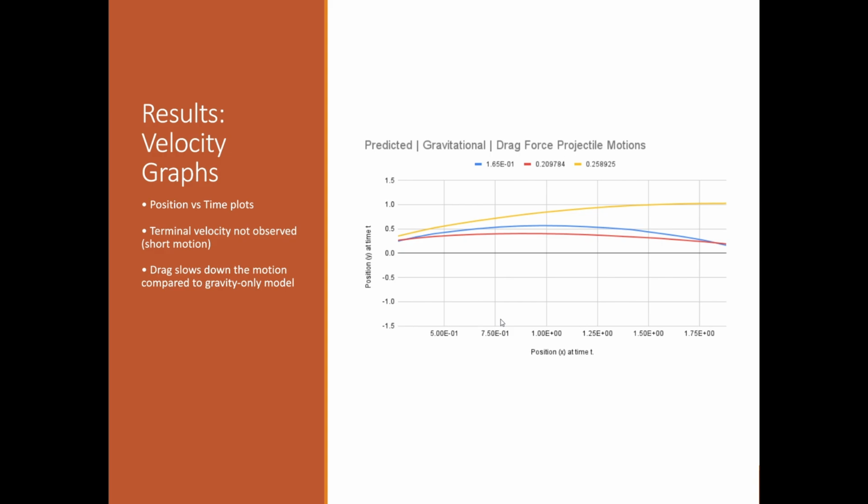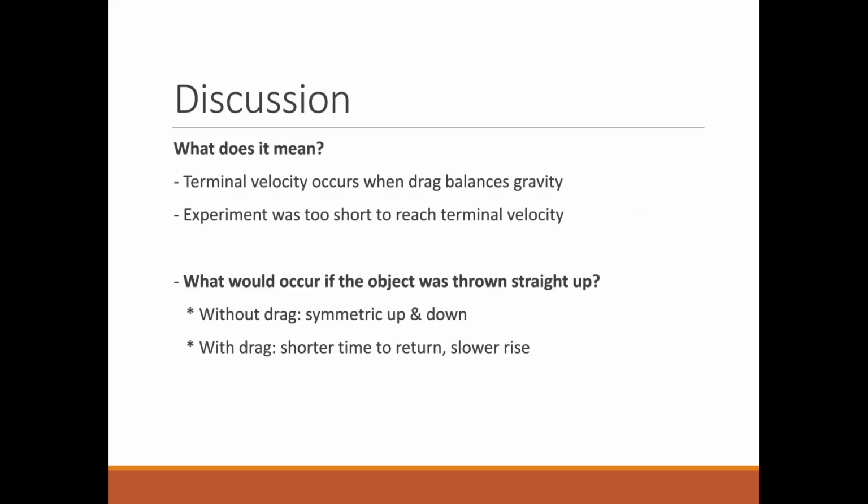And here are results on the velocity graphs. We didn't observe any terminal velocity because the motion was way too short to do so, but we can see that drag slowed down the motion compared to the gravity-only model, causing it to fall short. According to the gravitational models, there should have been little y-position dispersion over the same time interval, and the time would take much longer to hit the ground, which is correct in this case.